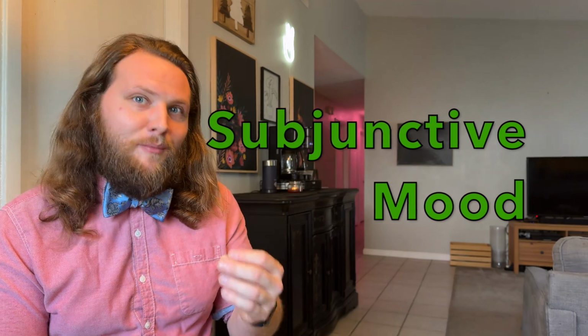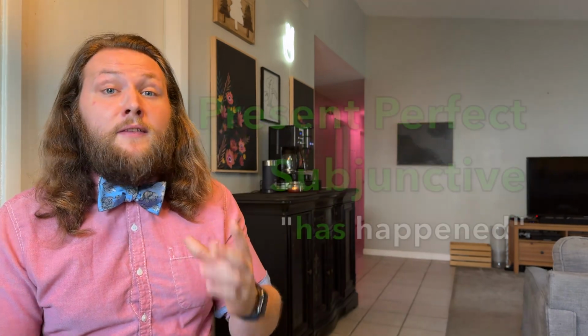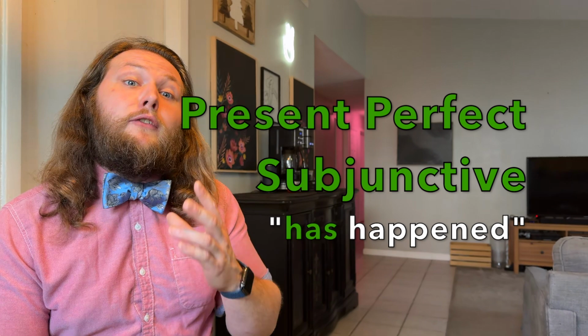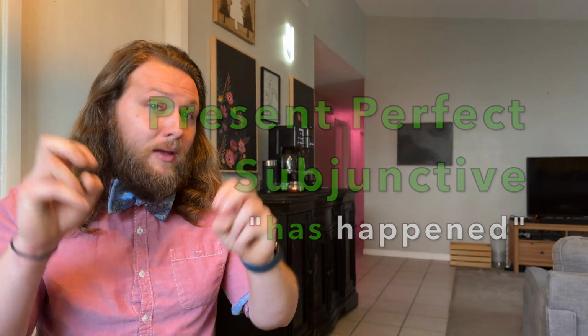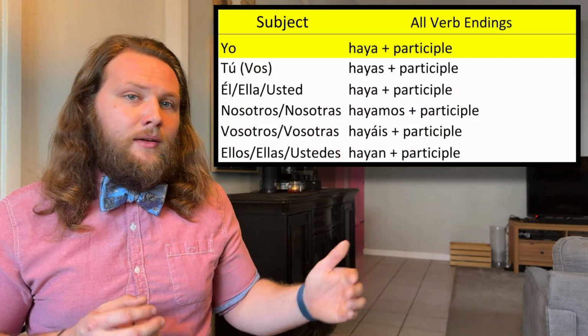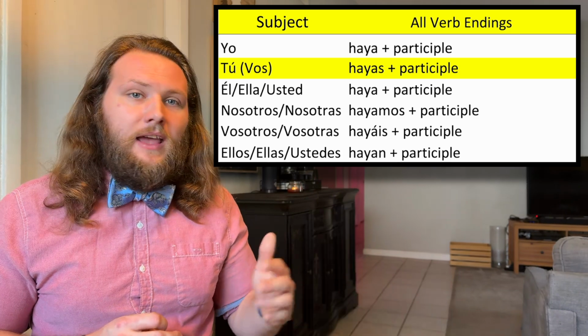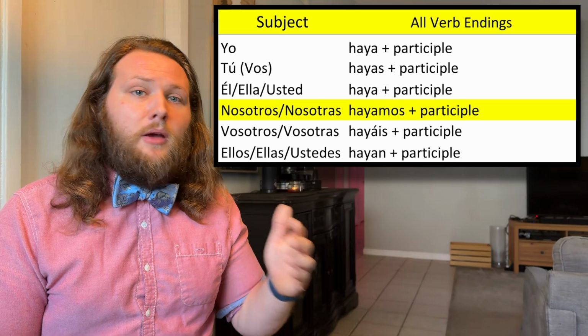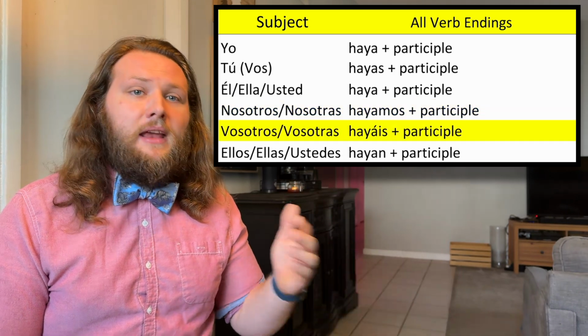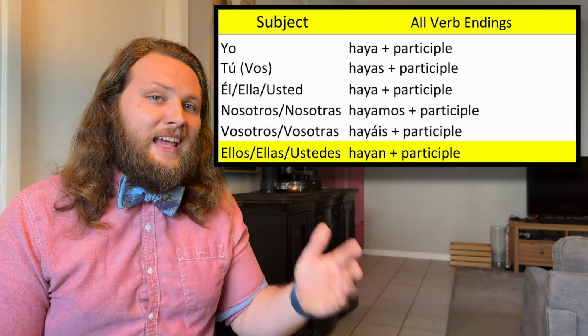Alright, that's all for the indicative, so let's start talking about things we don't feel certain of with the subjunctive mood. The present perfect subjunctive is used to talk subjectively about things whether or not we're sure they have happened in the present. Conjugations are yo haya, tú, vos hayas, él, ella, usted haya, nosotros, nosotras hayamos, vosotros, vosotras hayáis, and ellos, ellas, ustedes hayan.